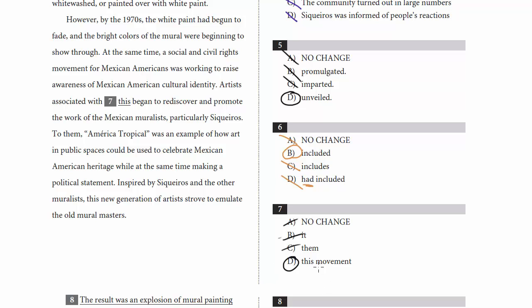But notice in D, it adds this noun, movement. So now we know exactly it's referring to the movement. And that's typically how you fix these ambiguous pronoun errors. You put in your own noun, it makes it clear. So 7 is D.